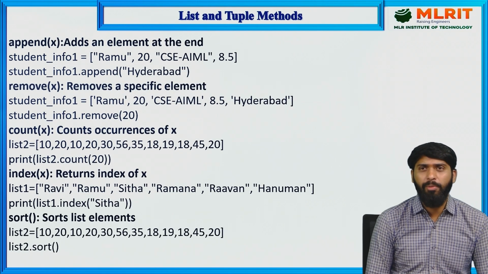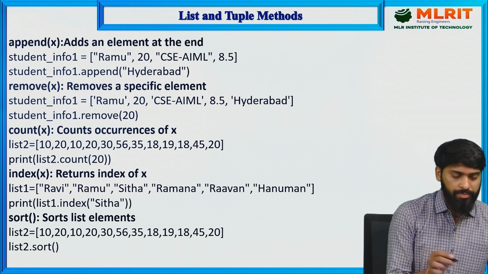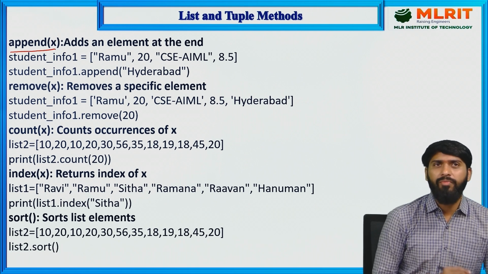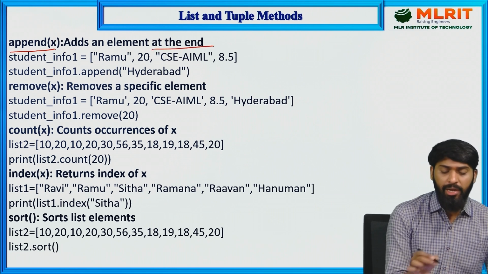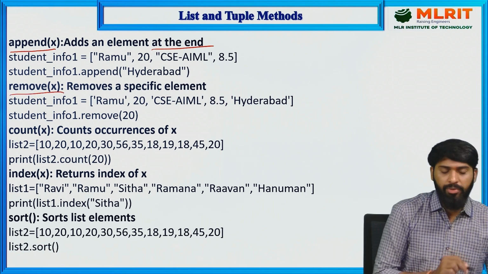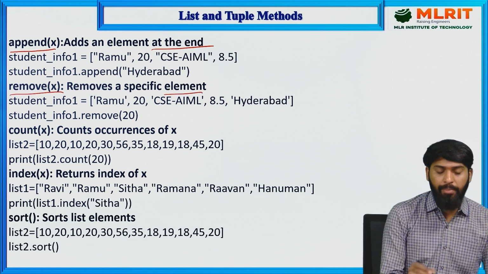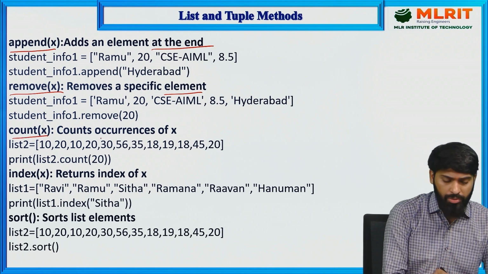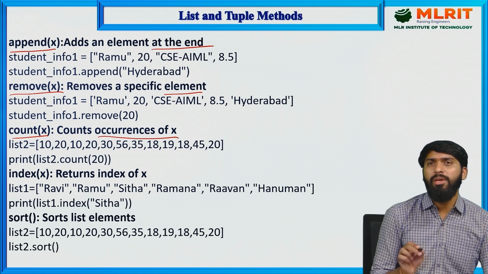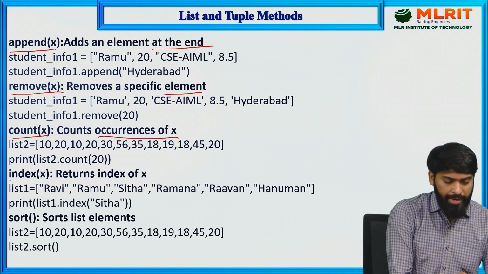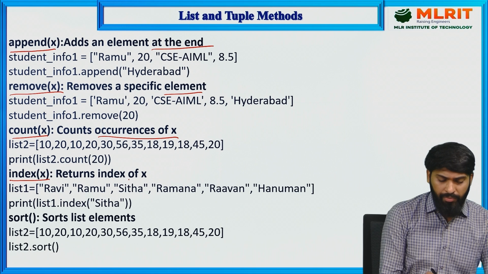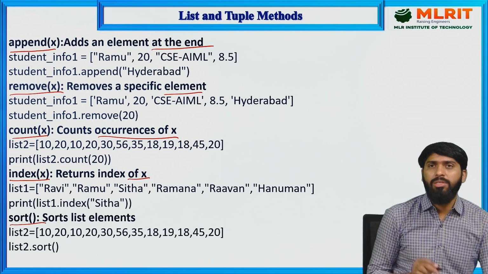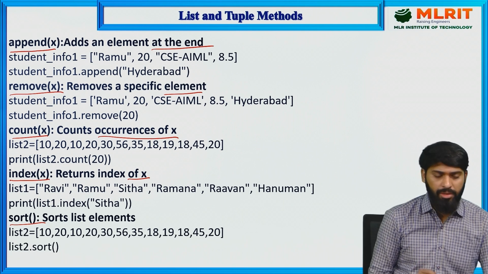List and tuple methods. These are some of the methods. First method is append. This append method we use to add an element at the end of the list. Remove removes a specific element from the list. Count method we use to count occurrences of a particular item in a list. Index returns the index of a particular item in the list or tuple. Sort sorts list elements in a list.